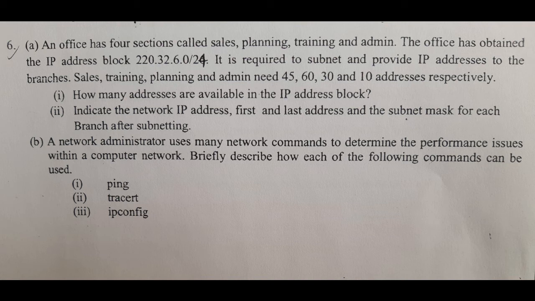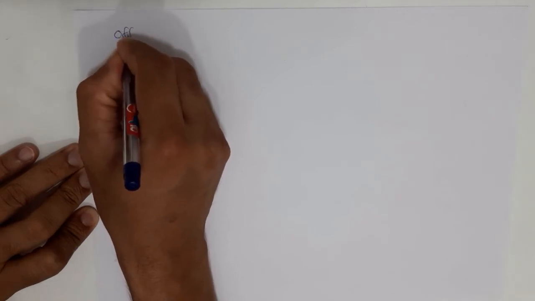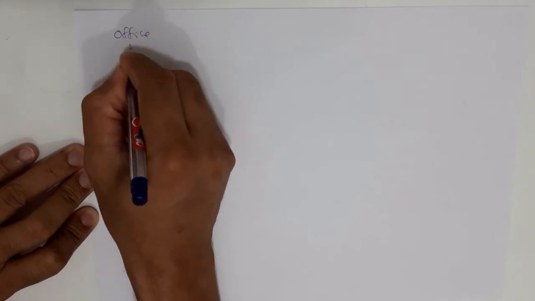This is the question from the 2019 Central Province paper, the network question. It says an office has 4 sections called sales, planning, training and admin. So there are 4 sections in the office.